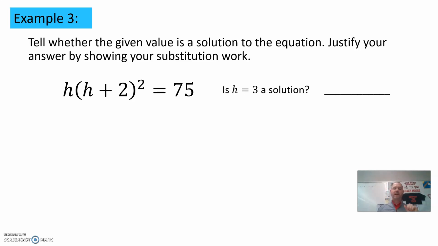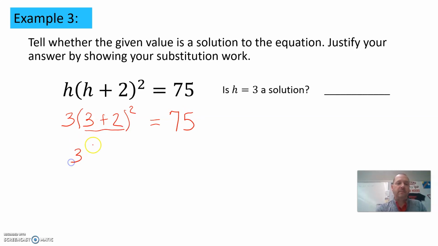Hey guys, welcome back. Let's see if this worked out. So we were asked to substitute 3 for h. So I'm going to put a 3 in for my h here, 3 for my h here, plus 2 squared equals 75. First thing I'm going to do is what is inside of parentheses, which is 3 plus 2. So I'm going to do 5.